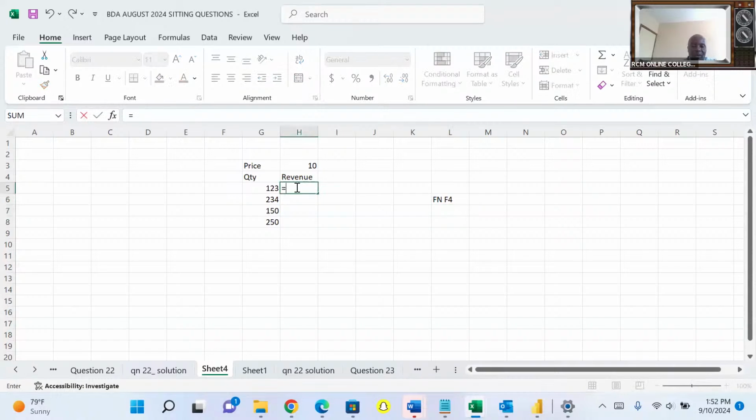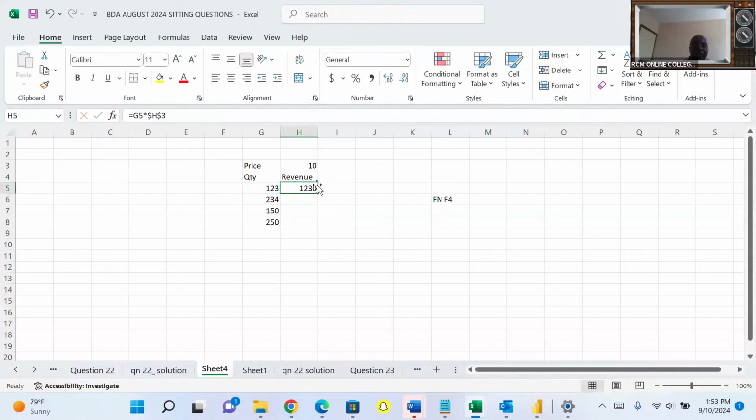So you'll come and say equals, then you pick here quantity, and then you say times. Now this 10, which I pick, I have to press Fn first and then F4. So it's like I'm pressing them at the same time. But first of all, start with the Fn, keep holding on to it, and then you press F4. Then you'll be able to get that happening. Then you say Control Enter, and then you'll be able to come and pull this down.